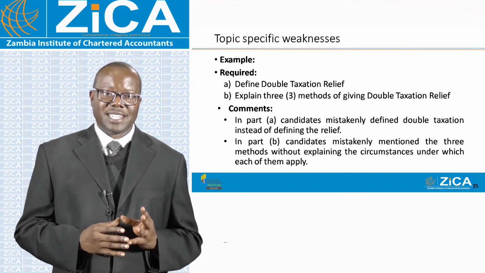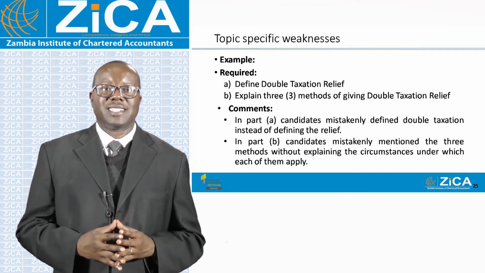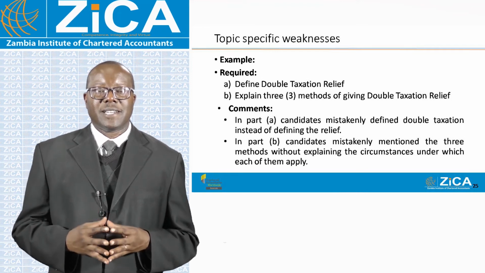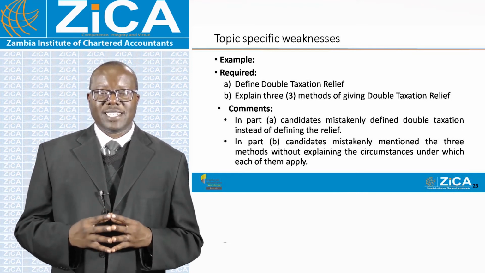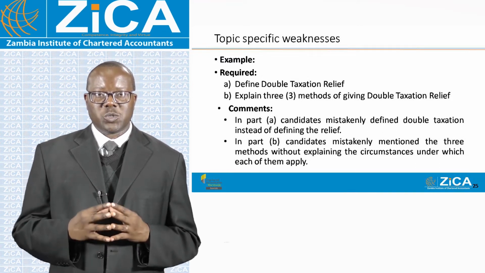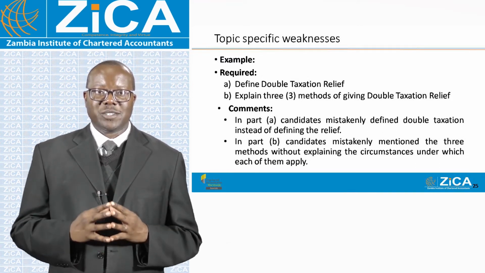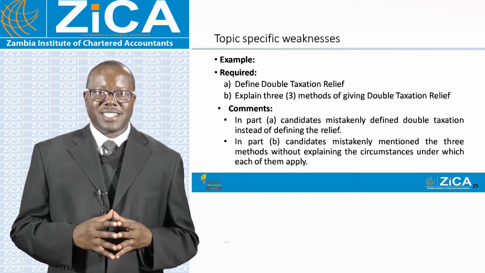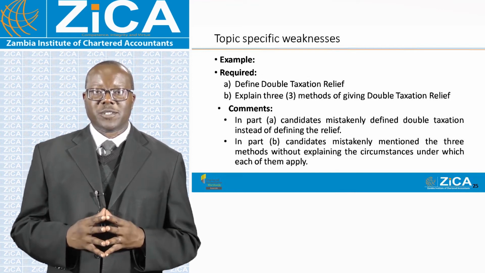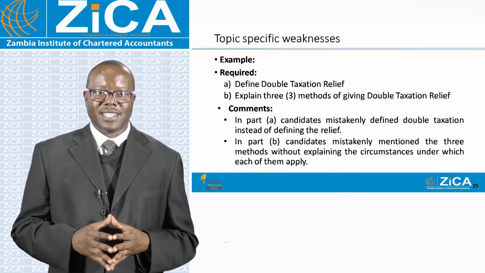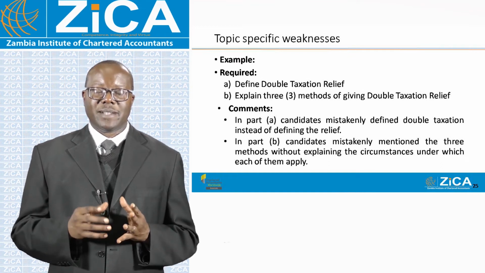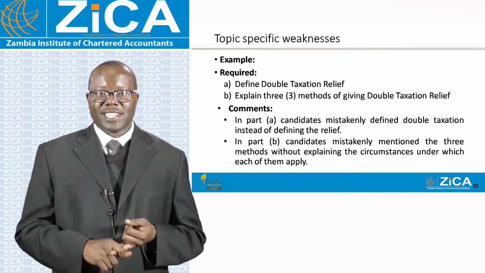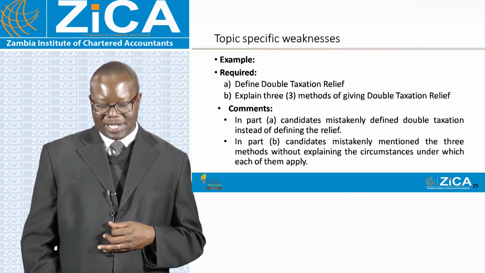Part B of the question asks, explain three methods of giving double taxation relief. As the explanation is provided, the candidates are expected to provide detailed explanations to show when each of the types of double taxation relief applies. It's not the same as mention three methods of giving double taxation relief. The explanation will require the methods to be mentioned and when each of these methods is applied.